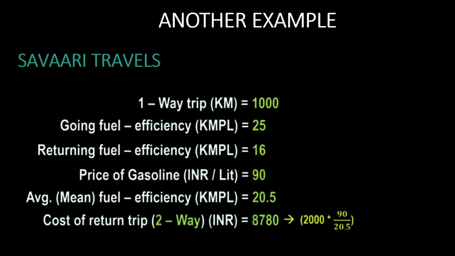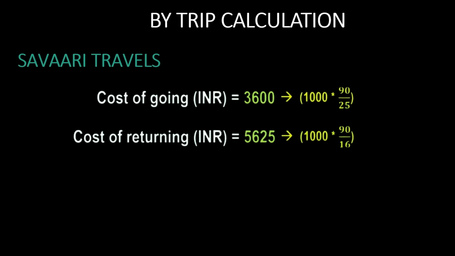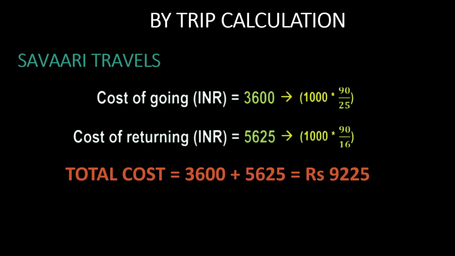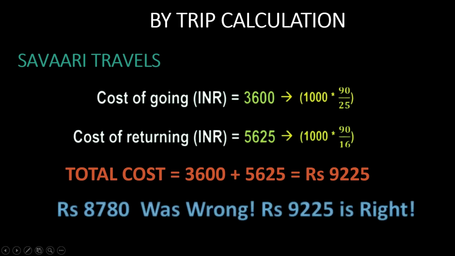But are we right? Is this correct? Let's calculate our cost of travel separately. So we have 1,000 kilometers while going to the place, and your cost of taking customer to destination is 3,600. And when you're coming back, it is 1,000 into 90 by 16. So cost becomes 5,625. So if you add them together, it should be similar to what we got previously. So if you add these values together, you get 9,225. But in our earlier calculation, we got 8,780, right? So you understand that 8,780 was wrong. 9,225 is the right answer.